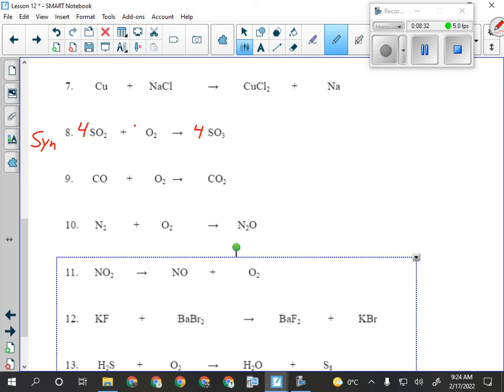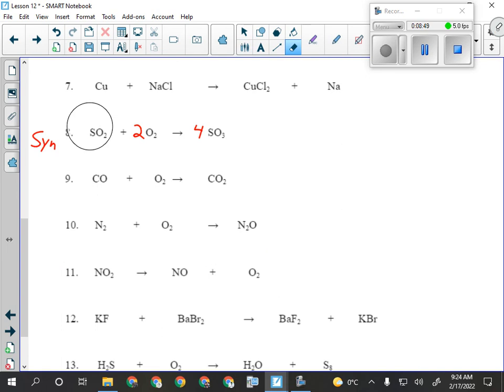A 2. All right, now this is balanced, but what can I do with all those numbers? Reduce them. I can reduce them, and I should. Whenever we're balancing and we can reduce, we should. So this should actually go down to 2, 1, 2, and it'll still work. All right, I've got 6 oxygens over here. 2 times 2 is 4, plus 2 more is 6. 2 sulfur, 2 sulfur. The equation is balanced.